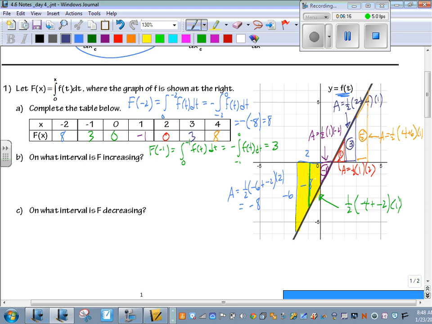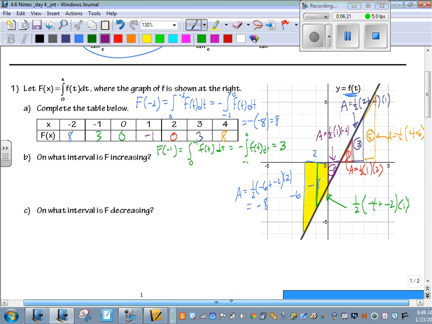Now, other two parts are a little bit simpler, but I have to remember some stuff from before. It kind of ties in with our class starter from today. On what interval is f increasing? So, how do we know if something's increasing? Its derivative has to be positive, right? So f is increasing when derivative of that is positive.